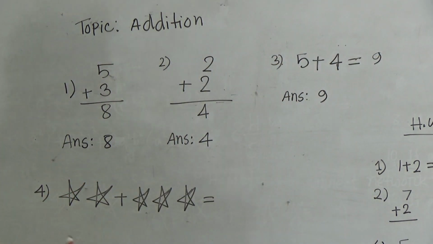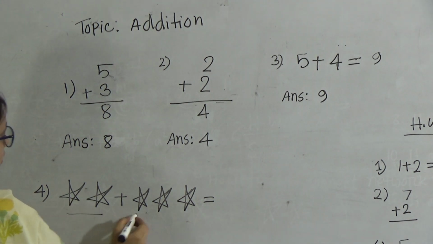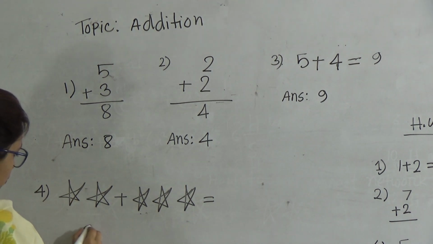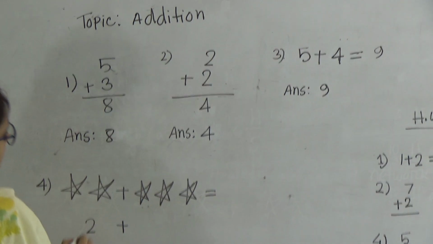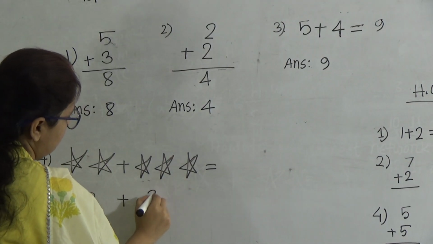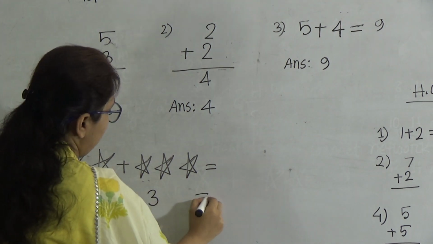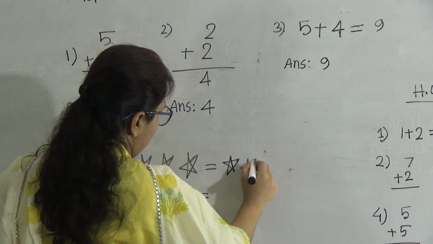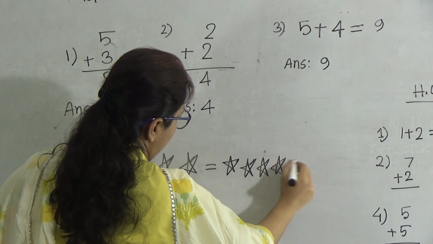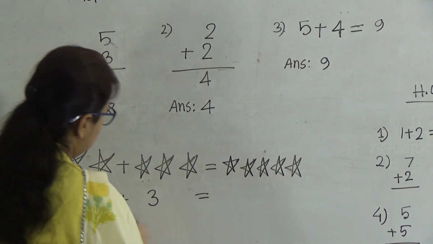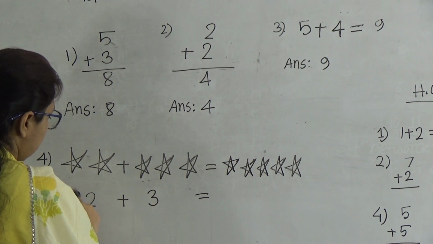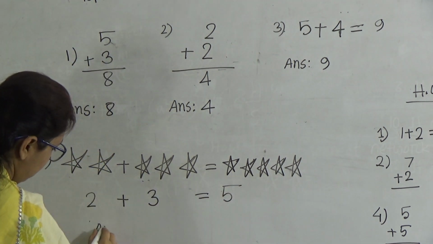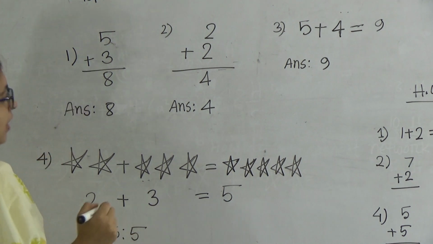Okay. Question number 4. Here are 2 stars and here are 3 stars: 1, 2, 3. Now you have to write the number 2, then the plus symbol, then 3. Here are 3 stars. 2 plus 3 equals what? So 1, 2, 3, 4, 5. Now you write the equals symbol and 5. You write here 2 plus 3 equals 5. The answer will be 5.